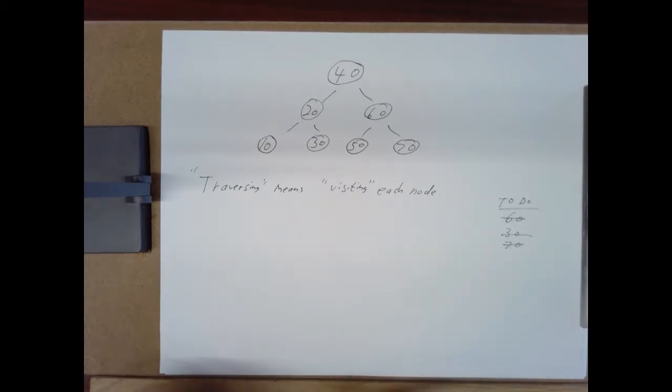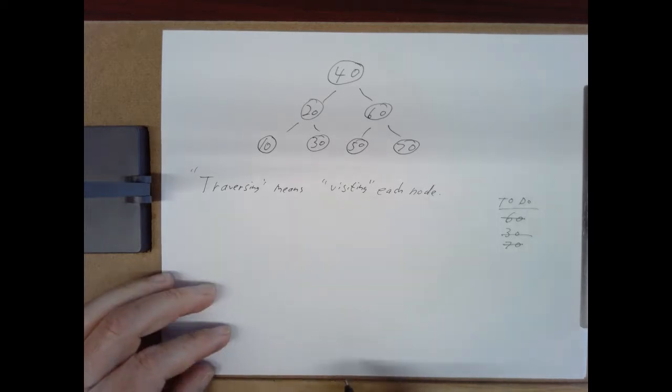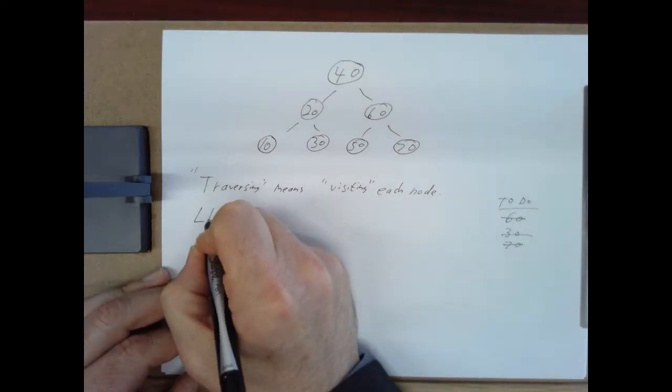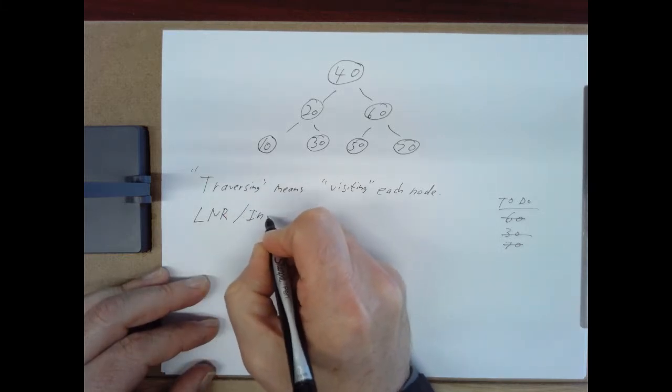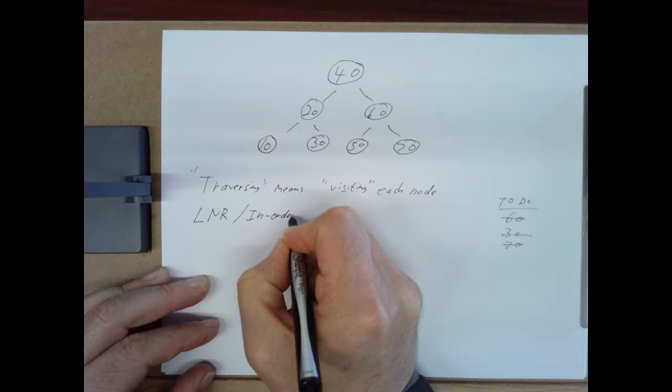So I'll give you 4 algorithms. 3 of them are very much the same. The first one is what's called LNR, and this is also called in-order traversal.